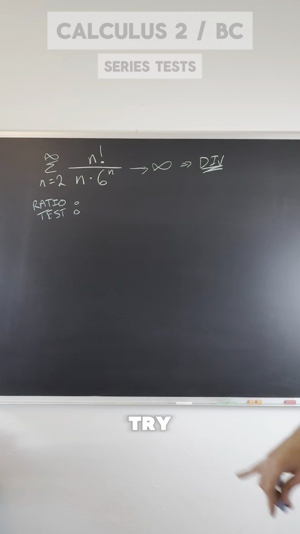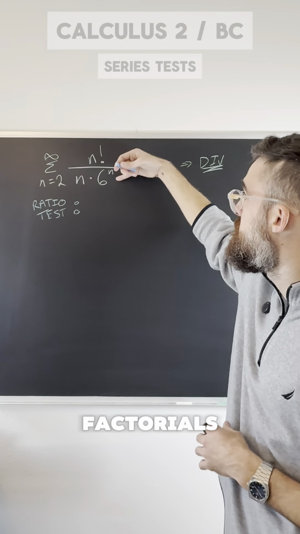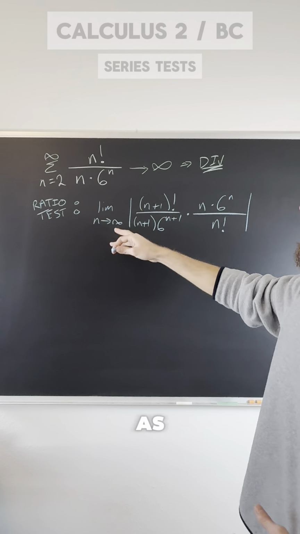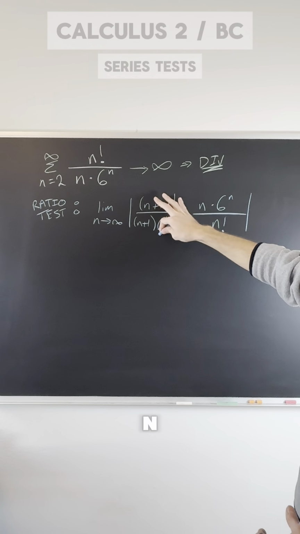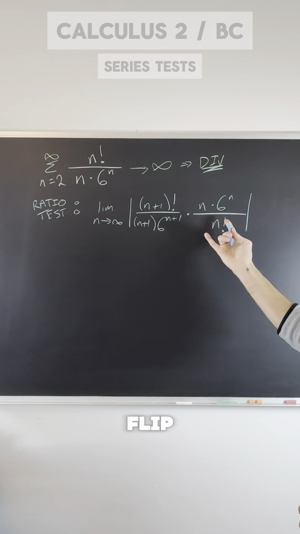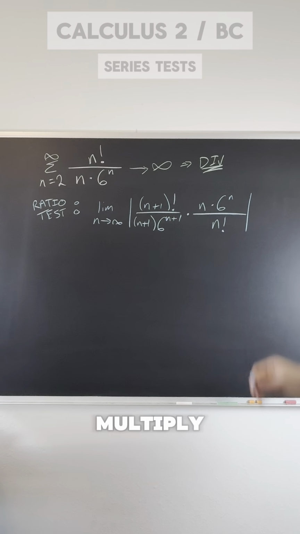I'm going to go ahead and try the ratio test because of the fact that I'm working with not only factorials, but also exponential terms. The ratio test is great for these types of terms. We start out by writing the limit as n approaches infinity of a to the n plus 1 divided by a to the n, where here I just did a keep change flip so that I didn't have to have a complex fraction, I could just multiply across.